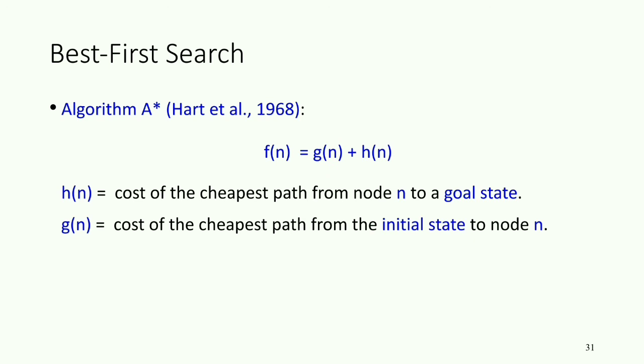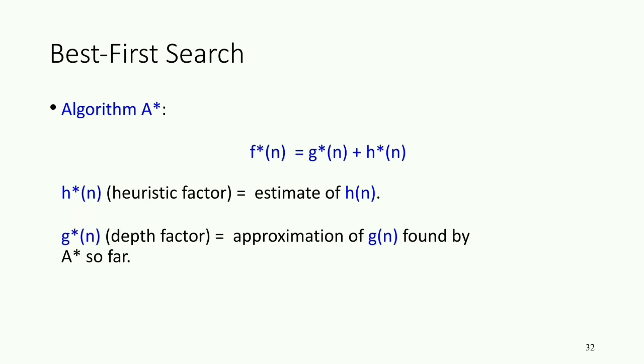Now the A star algorithm is a simplification of best first search that uses both the cost so far and the heuristic function. So f of n is equal to g of n plus h of n, where h of n is the cost of the cheapest path from node n to a goal state, and g of n is the cost of the cheapest path from the initial state to node n.